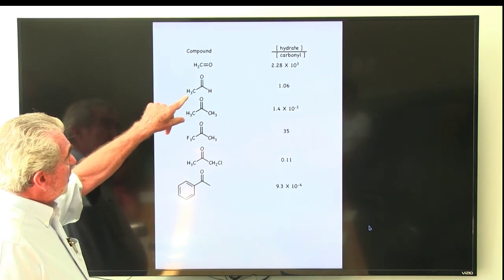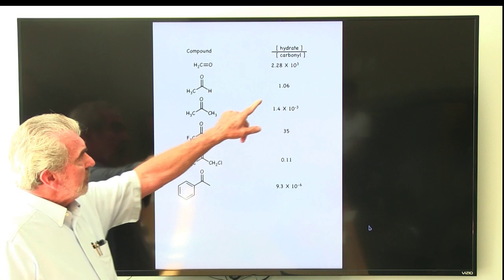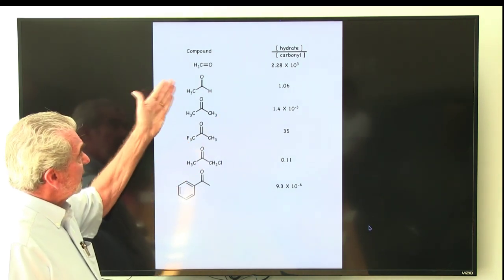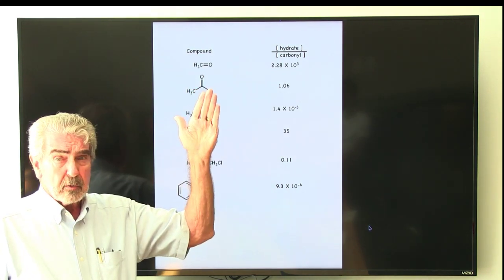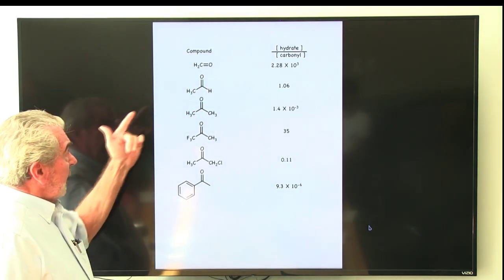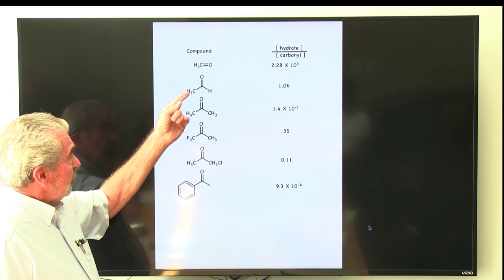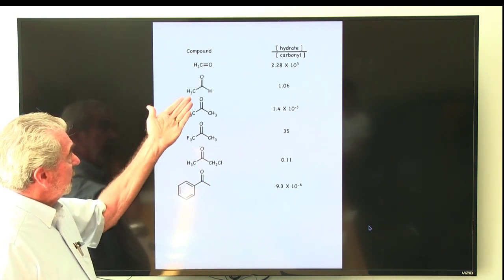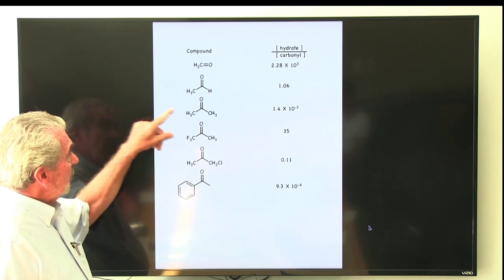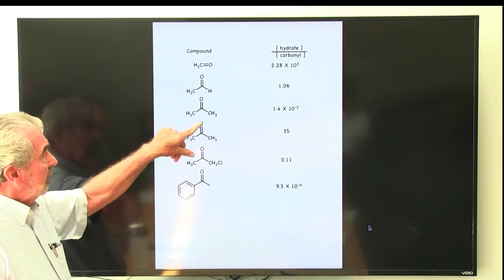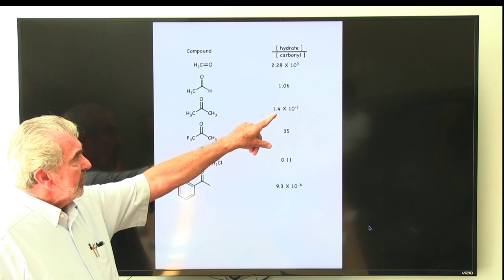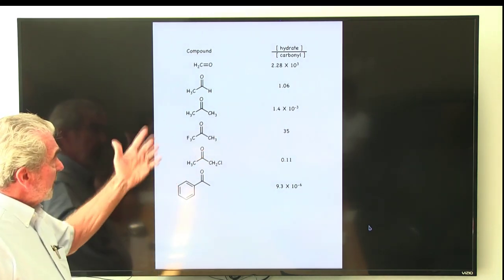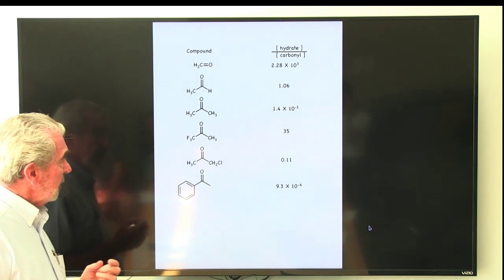Now look at what happens when we just add a single methyl group. Look at what it drops down to. Okay, it's only 1.06. So this shows the effect of these alkyl group substitutions. And as I said, it's a combination of things. First of all, it's electronic, where this is pumping electrons through hyperconjugation, and also it's steric. Now, if we go to acetone, look at what happens here. It drops way down. It's about 1,000th of what this is. Once again, it's a combined effect of these two methyl groups.